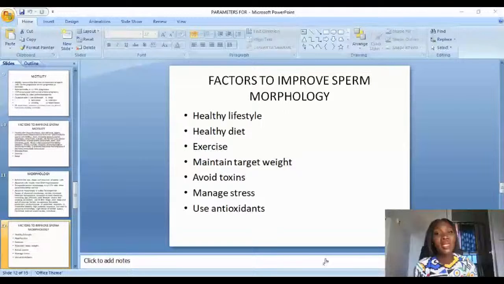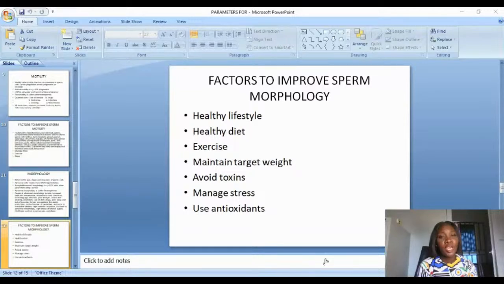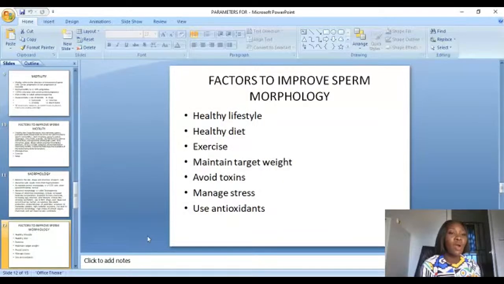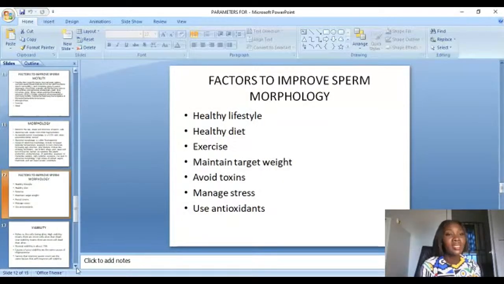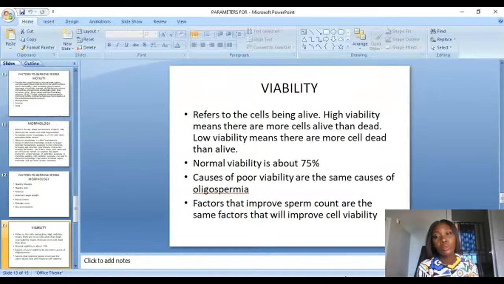Okay, so the use of all these will do what? Help to improve sperm morphology, which is the shape, the structure, and the size of the cell. These make it able to carry out the function that it is supposed to carry out.